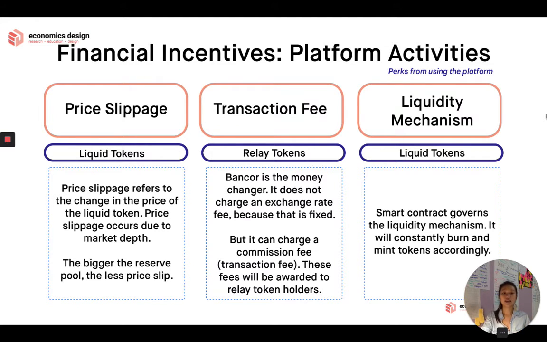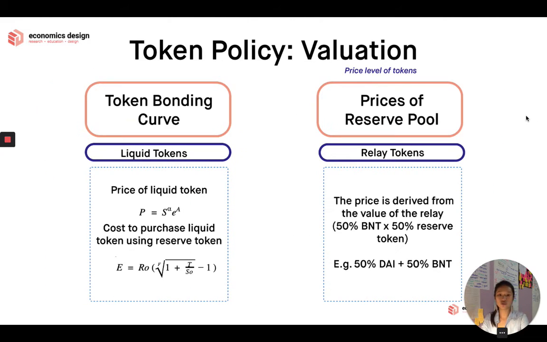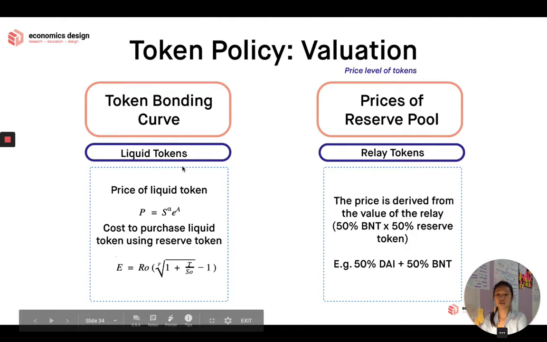And lastly, it's liquidity mechanisms for the liquid tokens. The smart contract governs it and will burn and mint consistently. It will burn and mint according to the token bonding curve formulas that we talked about.